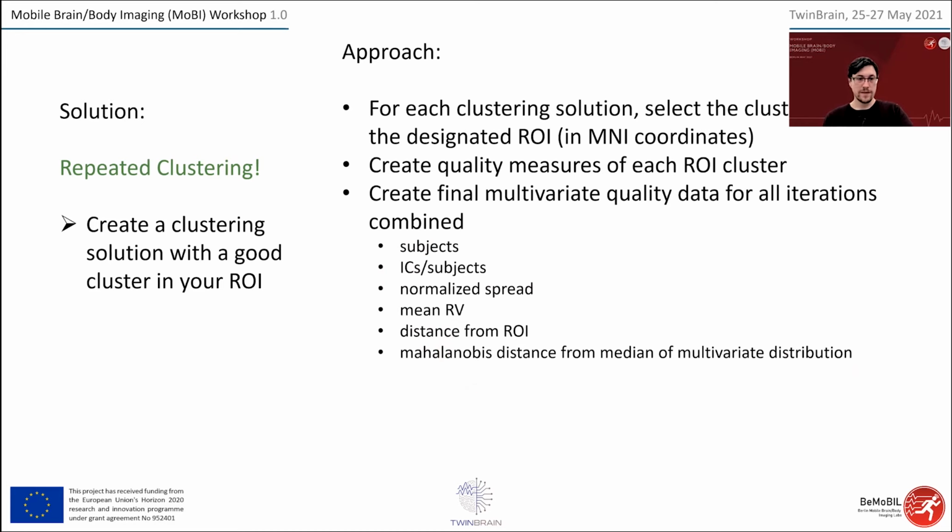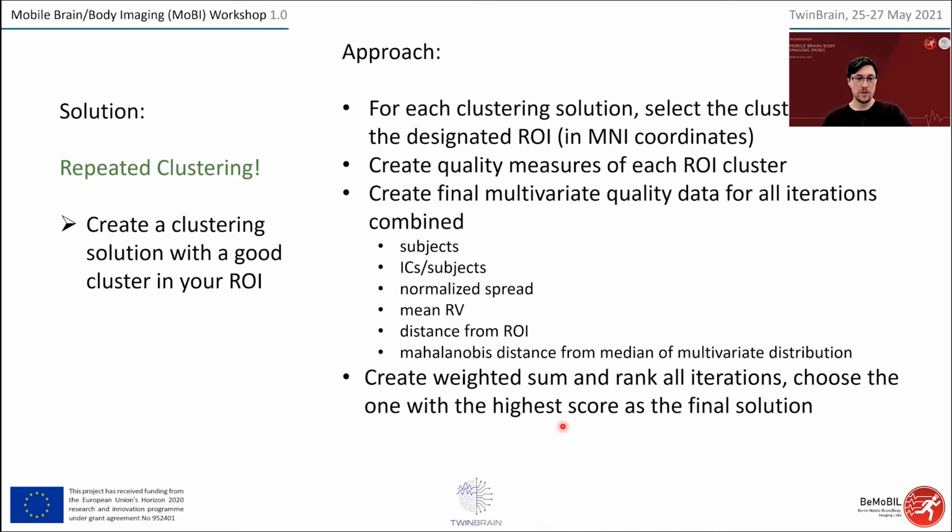So then we have this, and we create the weighted sum for every clustering solution. Let's say 1,000 solutions that we have there. For every solution, we create the weighted sum of the ROI cluster. So it's 6 values per solution, and we rank all iterations and choose the one with the highest score as the final solution, and that is then stored into your EEG study. And this is basically the whole thing.